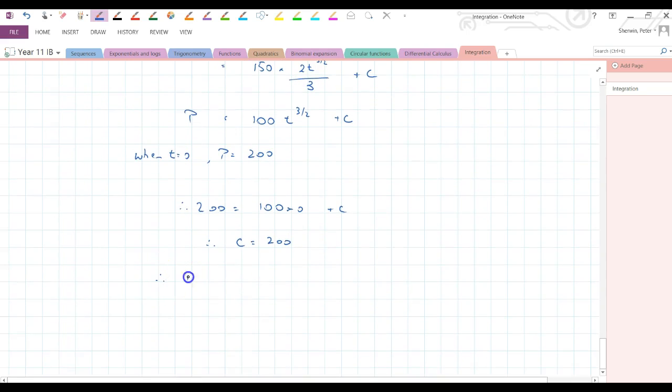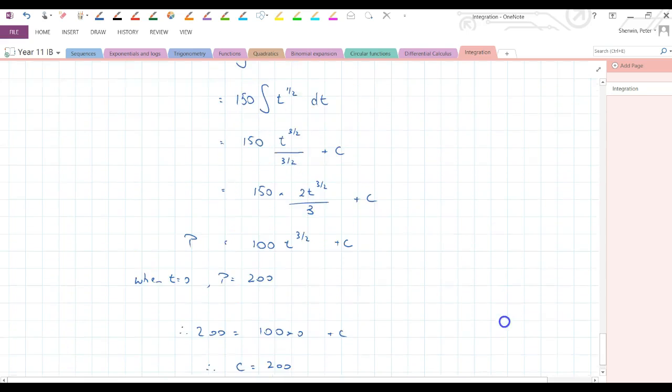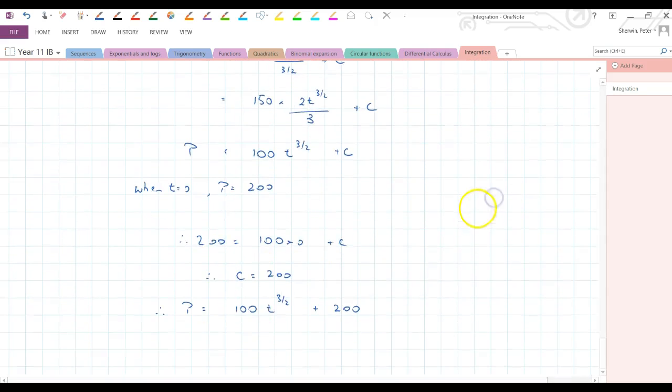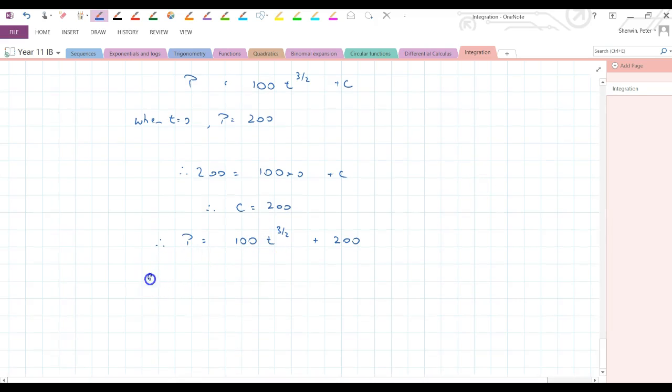So now I've got my population equation: 100 t to the power of 3 over 2, which we might need to write as the square root of t cubed, plus 200. We found that out. Now what we need to do is find out the number of fish at 4 years. So we're going to put 4 in here. At t equals 4, population is equal to 100 times 4 to the power of 3 on 2, plus 200.